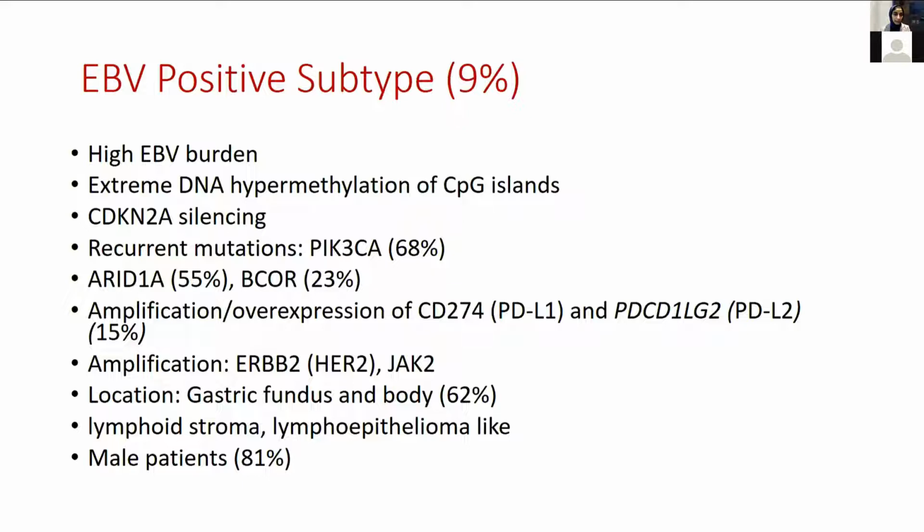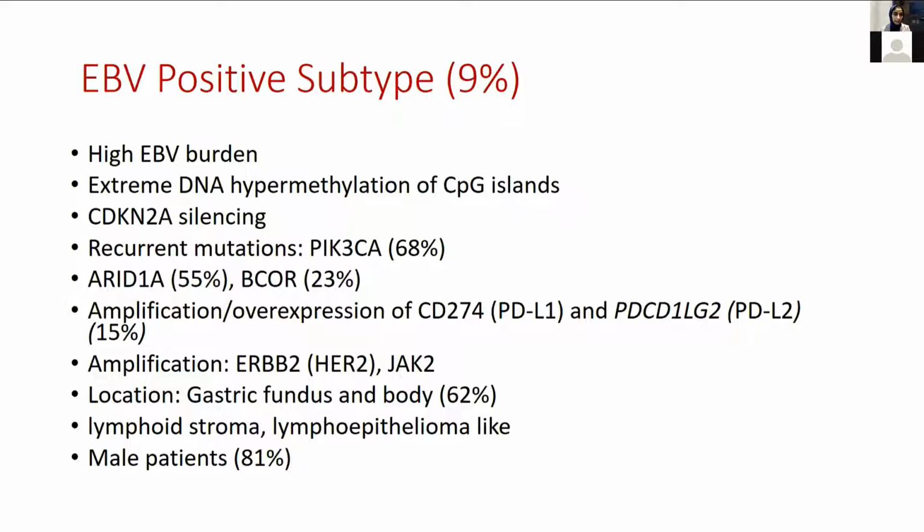Let's start with the EBV positive subtype. This constitutes about 9% of cases, and it's usually EBV driven. The integration of the EBV genome earlier on has been studied well, and it has been thought that it leads to extreme DNA hypermethylation of CpG islands, leading to silencing of many genes, including tumor suppressor genes. And peculiar to this category is CDKN2A, which encodes the P16 protein. This commonly occurs in this category.